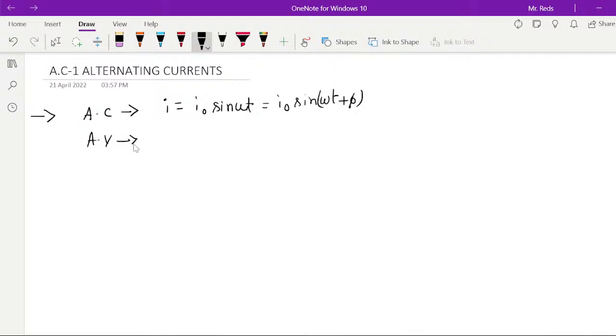Similarly, alternating voltage is represented as V equal to V naught into sin omega t.